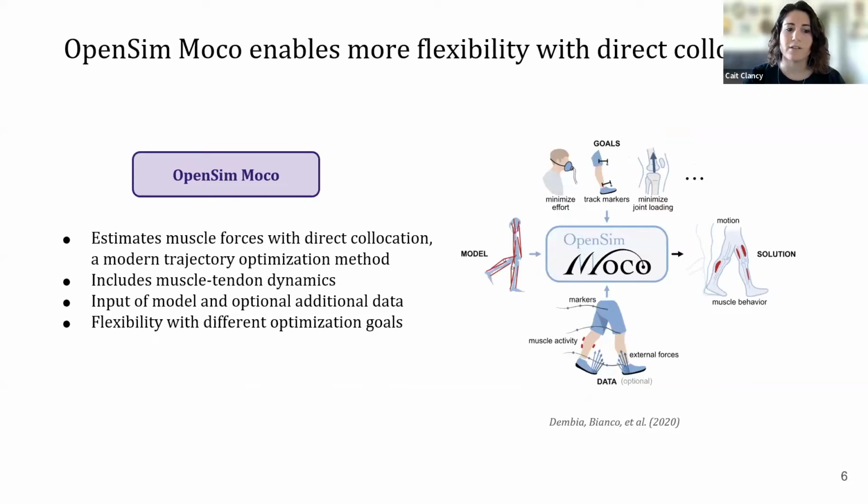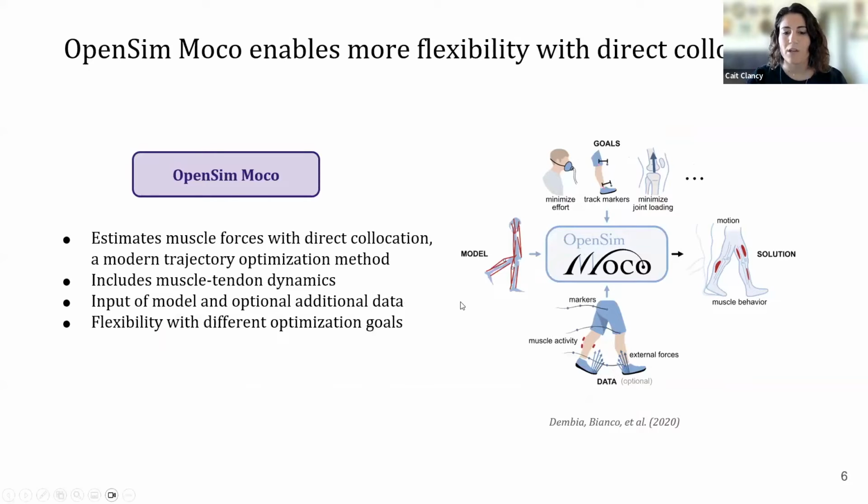OpenSim Moco estimates muscle forces with direct collocation, which is a modern trajectory optimization method. However, the researcher doesn't have to implement direct collocation themselves to use OpenSim Moco. And OpenSim Moco, or Moco, includes muscle tendon dynamics, but the real pro of OpenSim Moco is the flexibility.